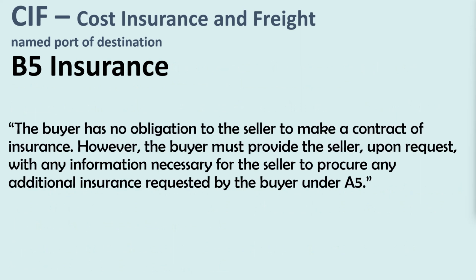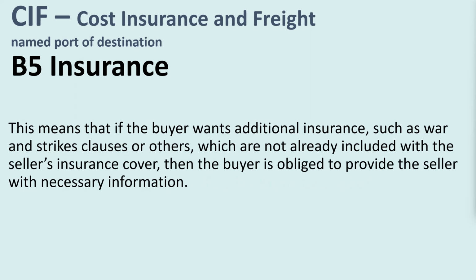B5. The buyer has no obligation to the seller to make a contract of insurance. However, the buyer must provide the seller, upon request, with any information necessary for the seller to procure any additional insurance requested by the buyer under A5. Now, this means that if the buyer wants additional insurance, such as war and strikes clauses or others, which are not already included with the seller's insurance cover, then the buyer is obliged, of course, to provide the seller with necessary information.